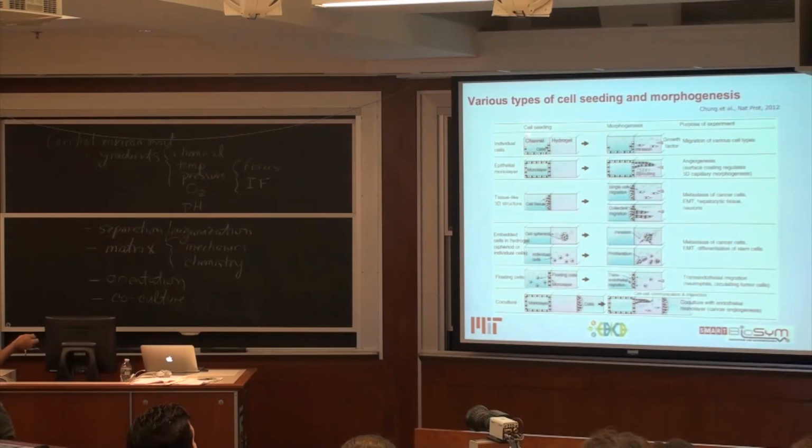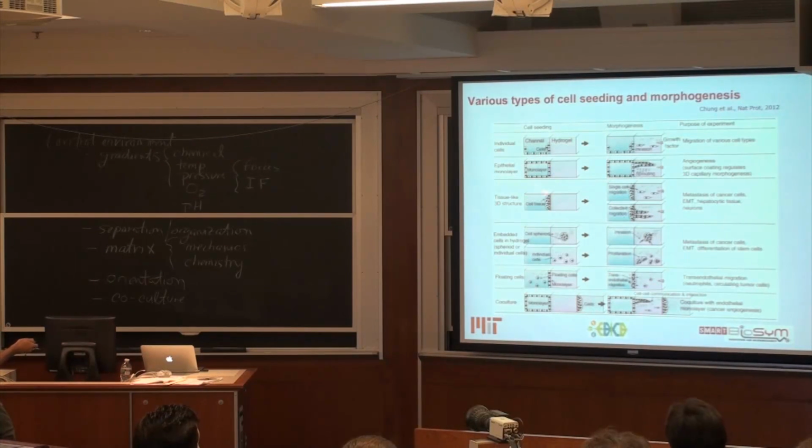And here you can see cell seeding. For example, in this case, if you want to look at migration through a three-dimensional gel, you can seed the cells in the channel. You could set up a concentration gradient, say a growth factor gradient, and then you can observe in real time the invasion of these cells into the gel and the migration through the gel.